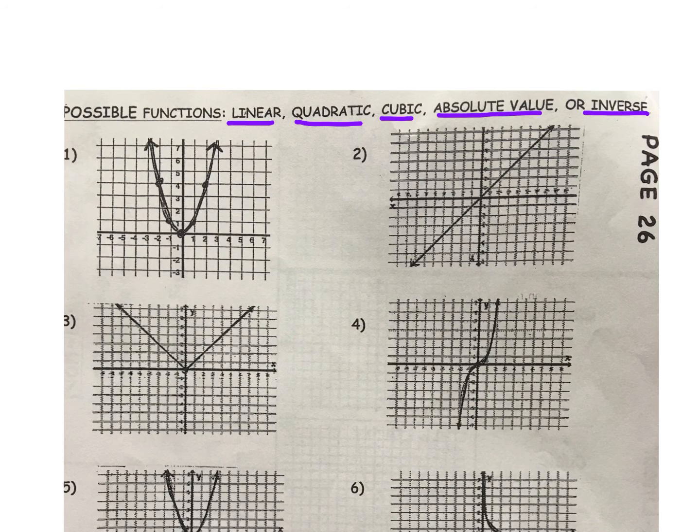Remember, a linear equation graphs as a line, and it can be proportional or it can be non-proportional. A quadratic graphs as a parabola. A cubic graphs almost in an S-shaped curve. An absolute value function graphs as a V, and an inverse function graphs like this.